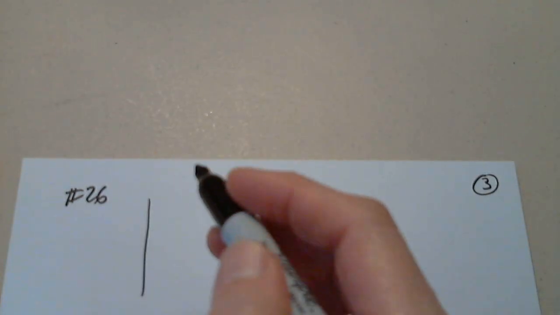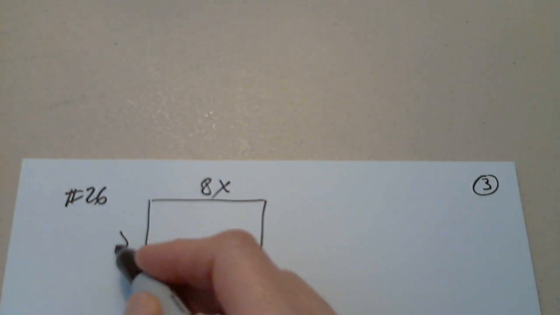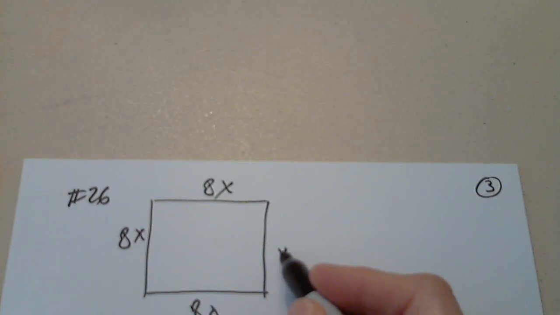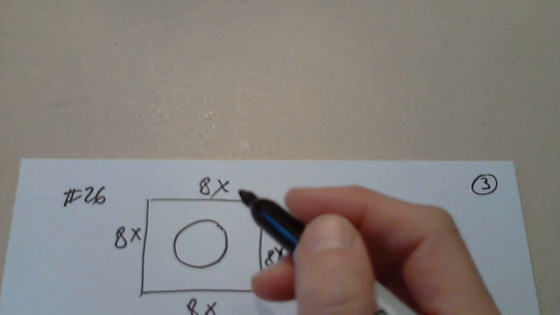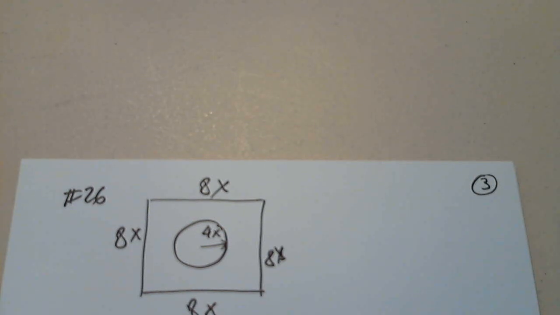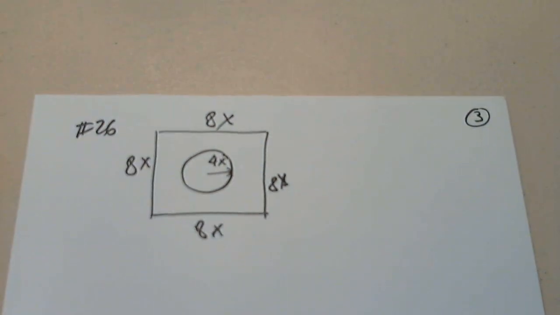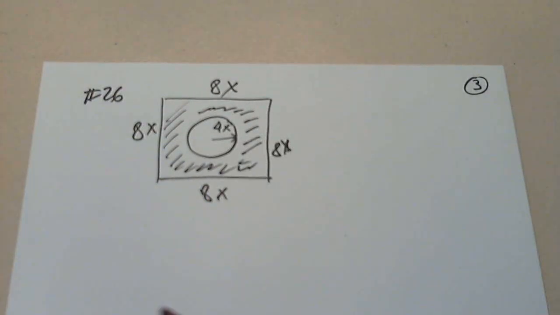Okay, so we are given a square, and the side of the square is 8x all around, of course. And there is a circle inside with a radius of 4x. And the problem is asking us, the figure shows a circle drawn inside a square. Write a polynomial that represents the shaded area in the figure. Then factor the polynomial. So they want us to represent this area as a polynomial. Any suggestion?